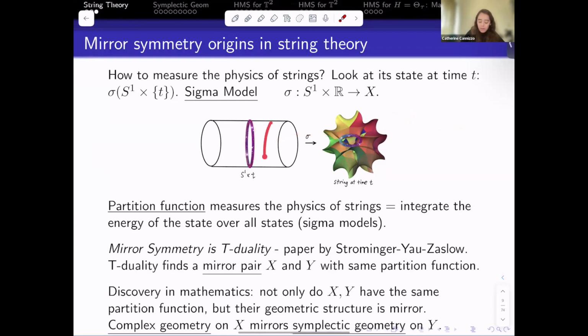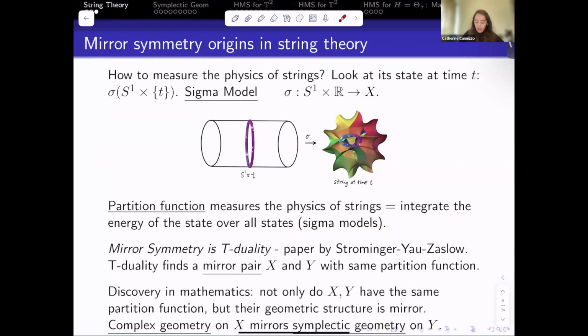As t moves along in time, the string is kind of moving around and tracing out its movement in this Calabi-Yau manifold. Then mathematically, how you measure that movement is to integrate the energy of this. So you take the derivative of this map squared and you integrate over all of these sigma models.